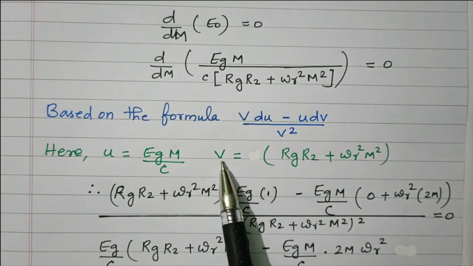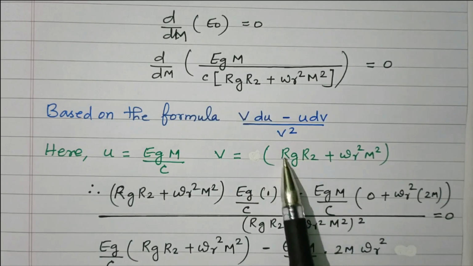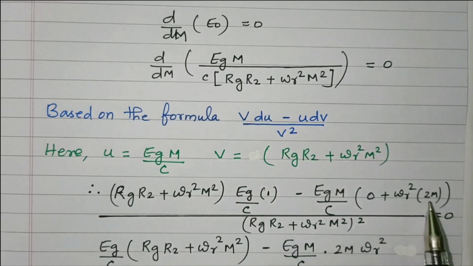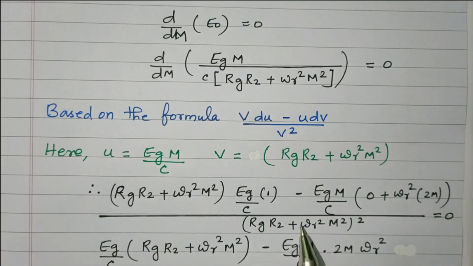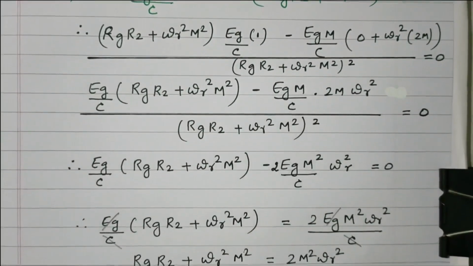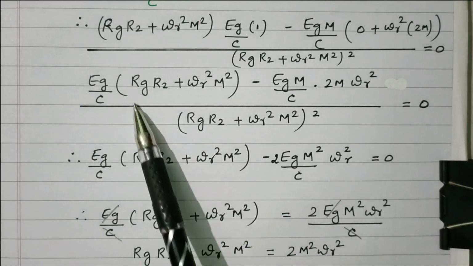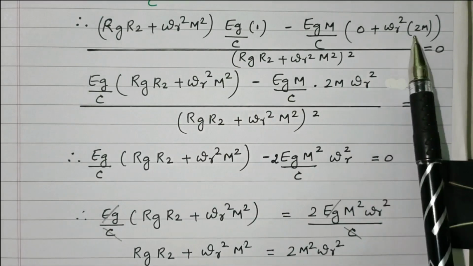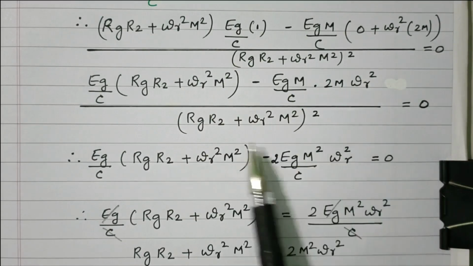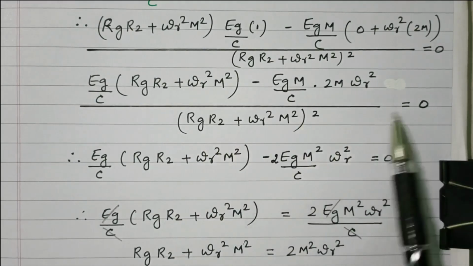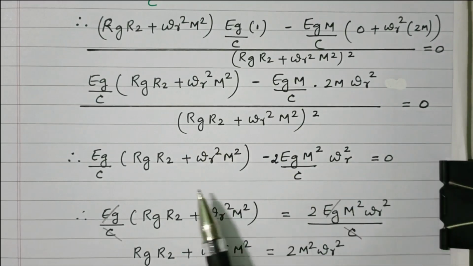Then dv: we have to differentiate the term v. Here this term is constant, so it becomes 0. Here M square is available, and the differentiation of M square is 2M. That is equated to 0, divided by v square. This is v square. Now we go for further simplification so that we get the condition for maximum output voltage. So this term is Eg divided by C, minus this term is 0, so we have 2M into omega R square divided by v square. This v square is equal to 0, so while multiplying this term with 0, it becomes 0 only.